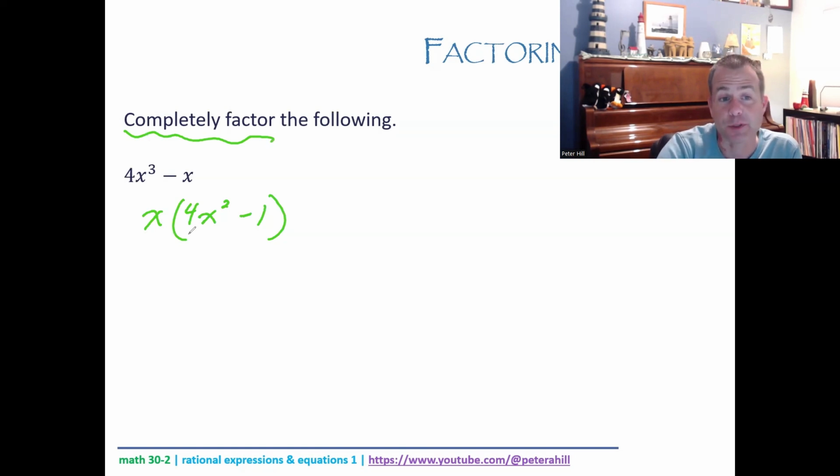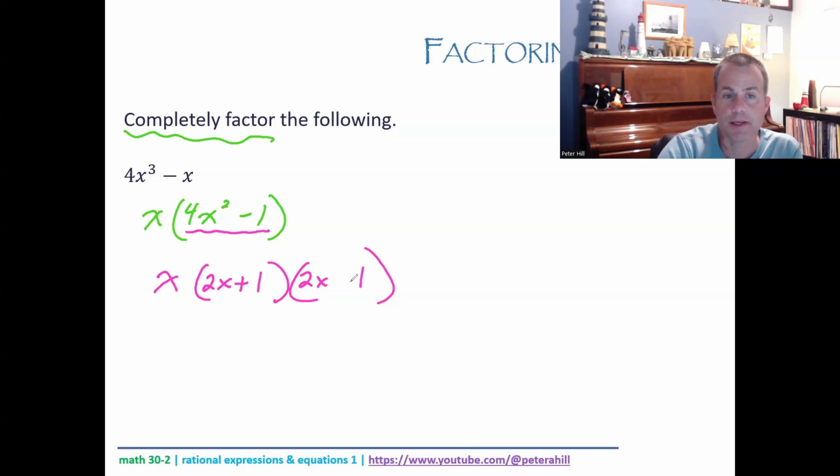And the answer is absolutely, friends, because, do you see it? This is the difference of squares. So that is now going to factor into the square root of 4x squared, which is 2x, as my front term. The square root of 1 is 1. Those will be my back terms. And then I'll have a plus and a minus, and life is good.